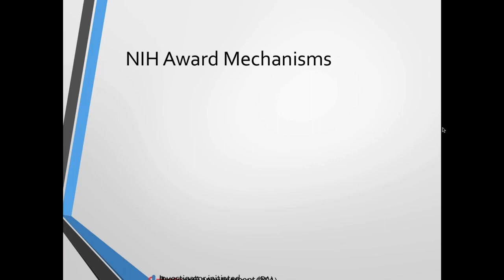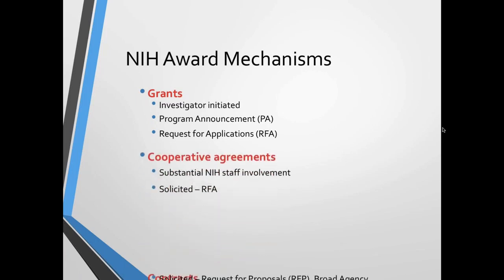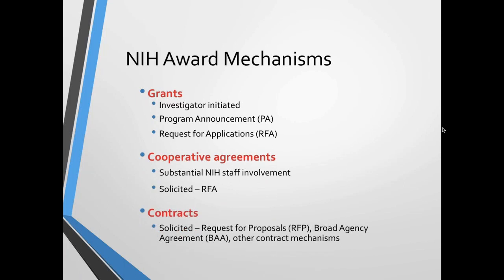As I mentioned, award mechanisms. The NIH has a lot of award mechanisms. The way we get our funds out the door, the NIH has a budget, and the way that it provides funding is either by way of a grant, a cooperative agreement, or a contract. So if we look at grants for a moment, grants are investigator initiated. So the investigator has an idea of what they want to research.